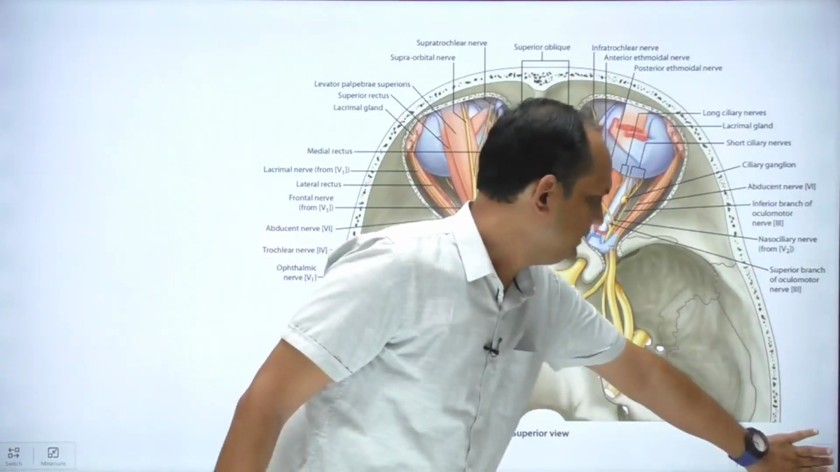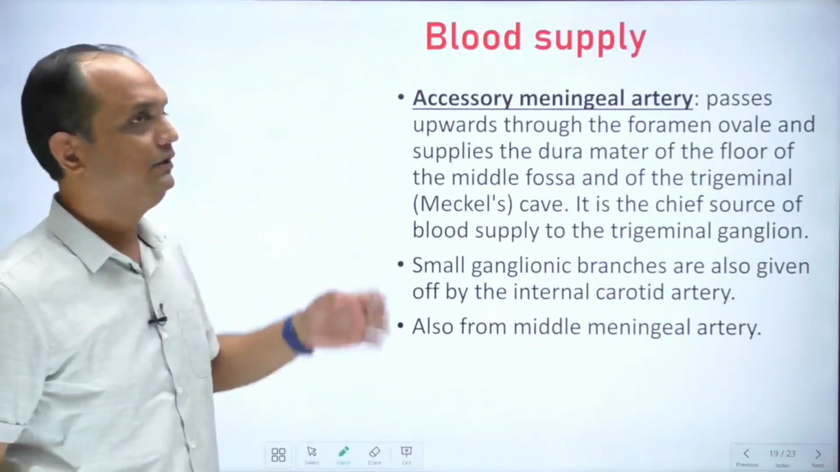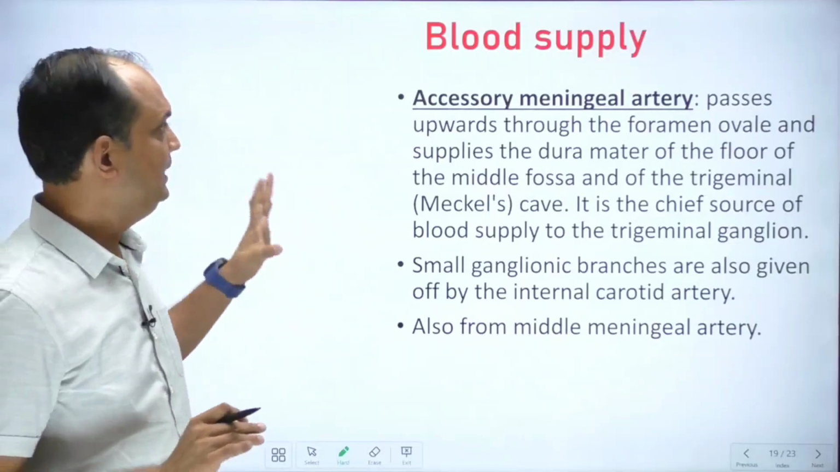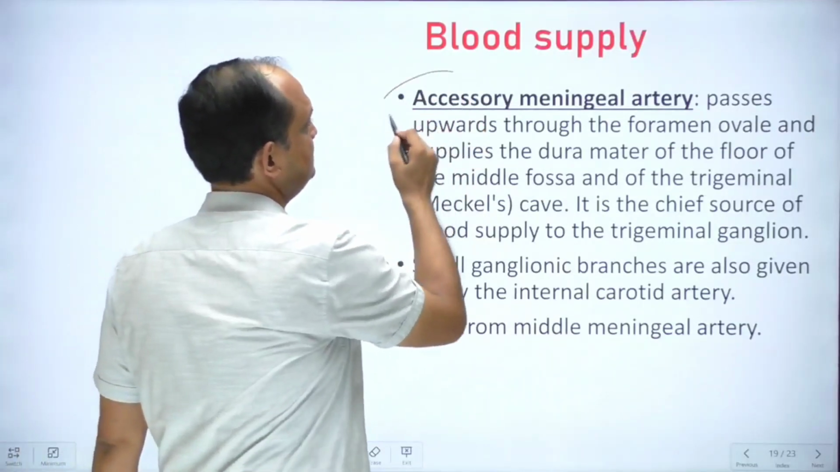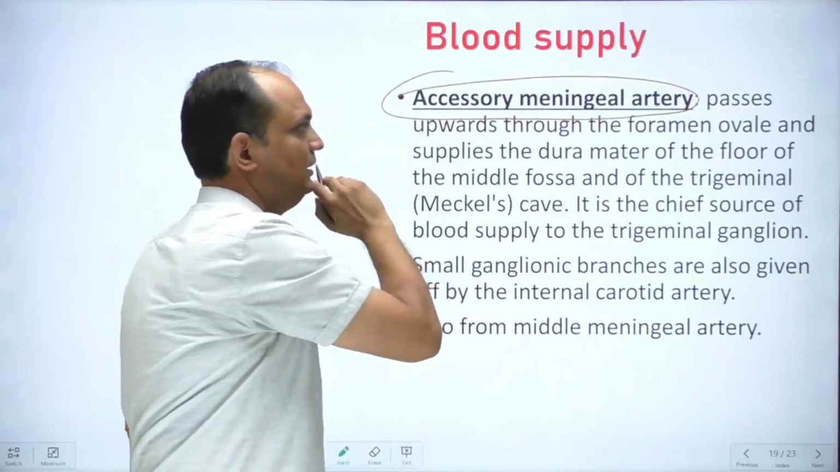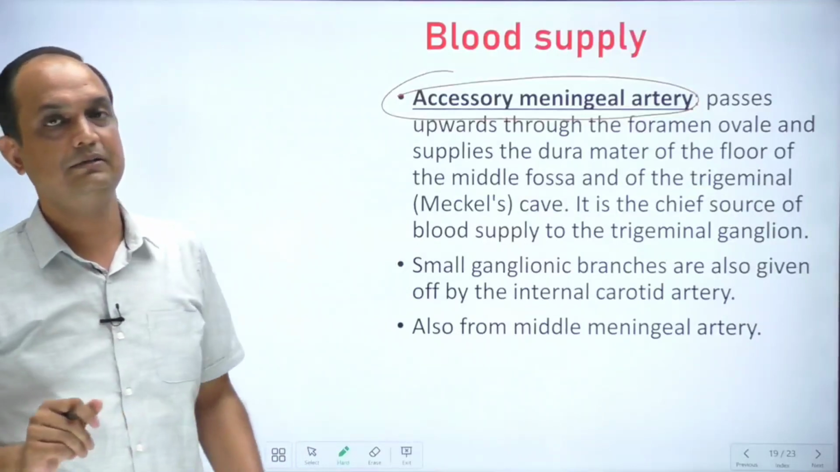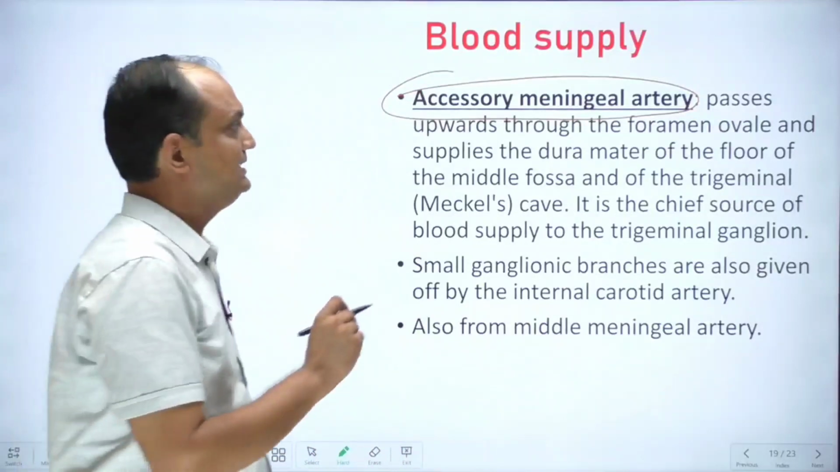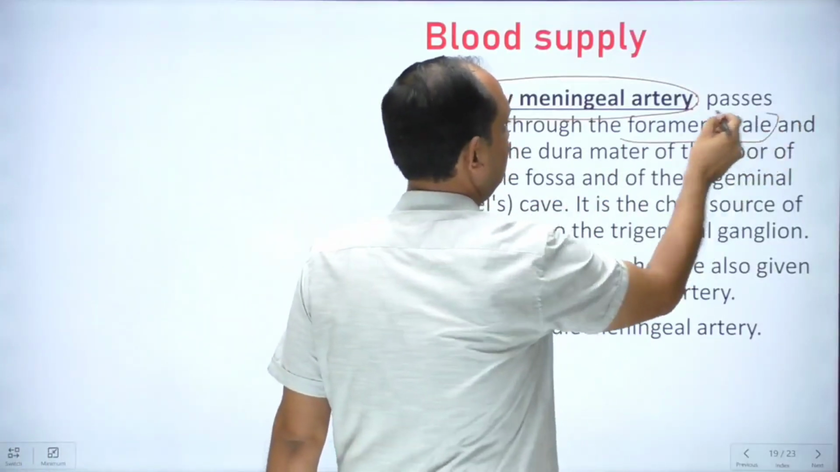So this is the important thing which you have to keep in mind. Then we'll talk about the blood supply of trigeminal ganglia. Now the major source of blood supply is the accessory meningeal artery. This accessory meningeal artery is a branch of the maxillary artery, its first part particularly. It ascends and enters the foramen ovale.